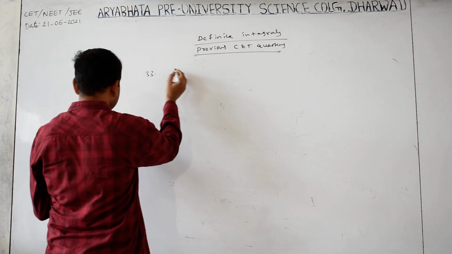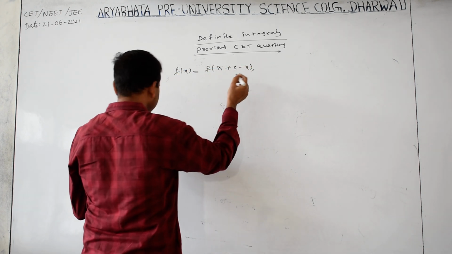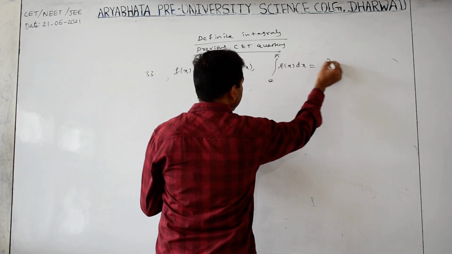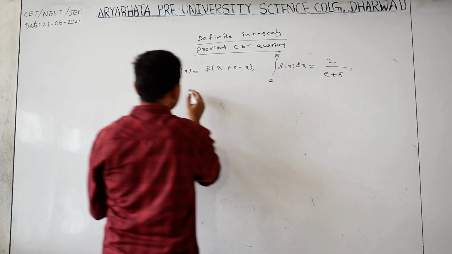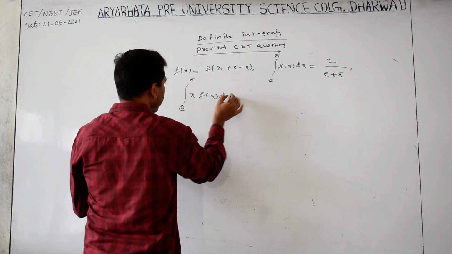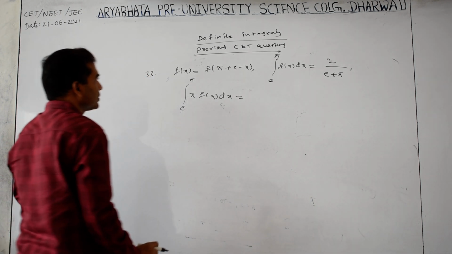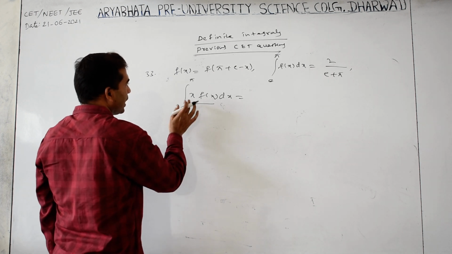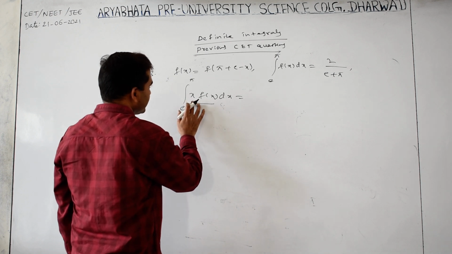Question number 33. f of x equals f of pi plus e minus x, and the integration of f of x dx from e to pi equals 2 by e plus pi. Then find the integration of x into f of x dx from e to pi. Since x is there, by using a property we can eliminate this x.